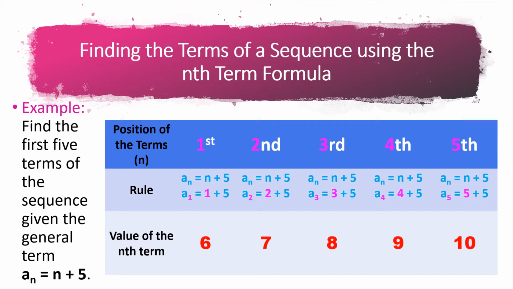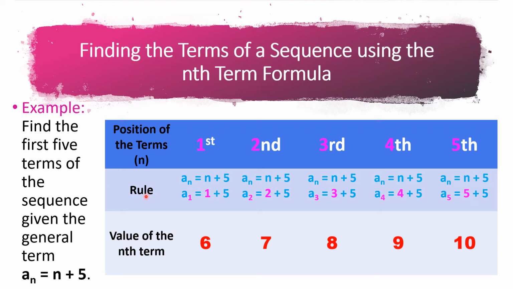For the solution, let's have this table. We have position of the terms, which is denoted by n, the rule, which is yung binigay sa ating formula doon sa tanong, and the value of the nth term. Now, for the position of the terms, since ang pinapahanap ay first 5 terms, ibig sabihin, kailangan nating hanapin ang first term, second term, third term, fourth term, at fifth term of this sequence.